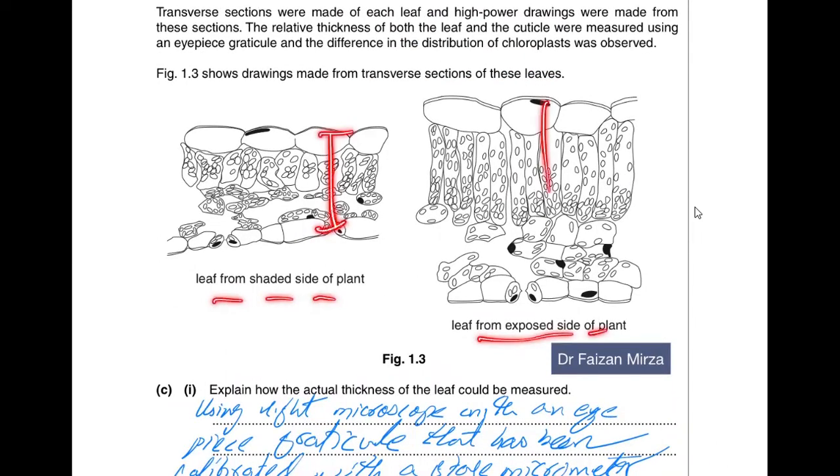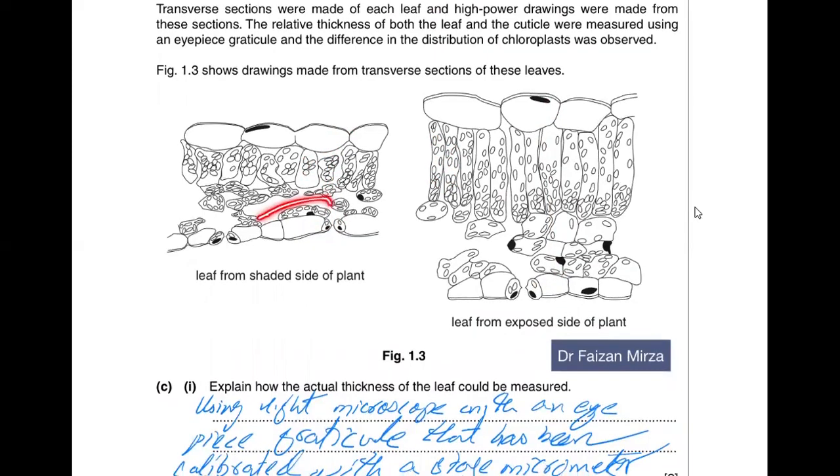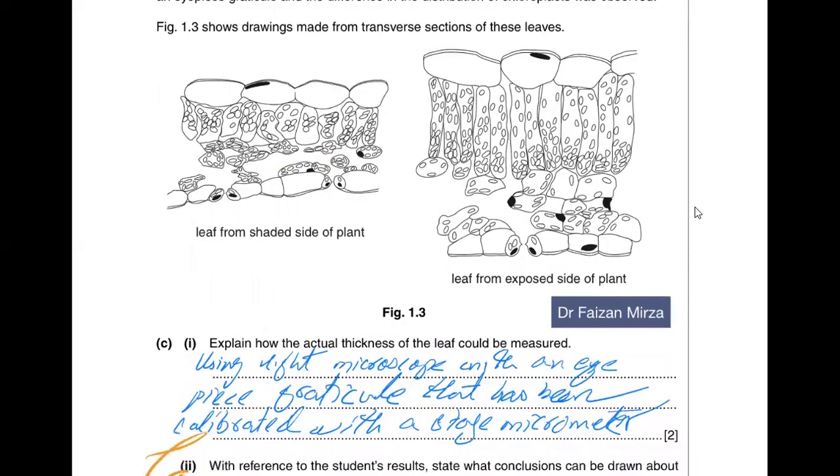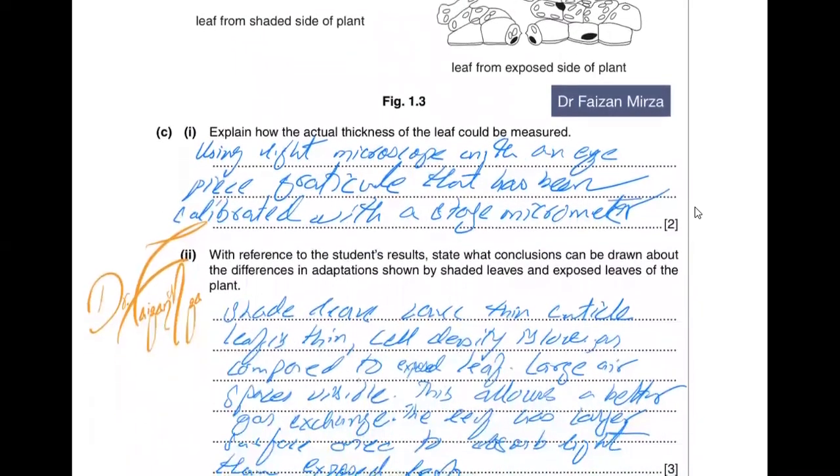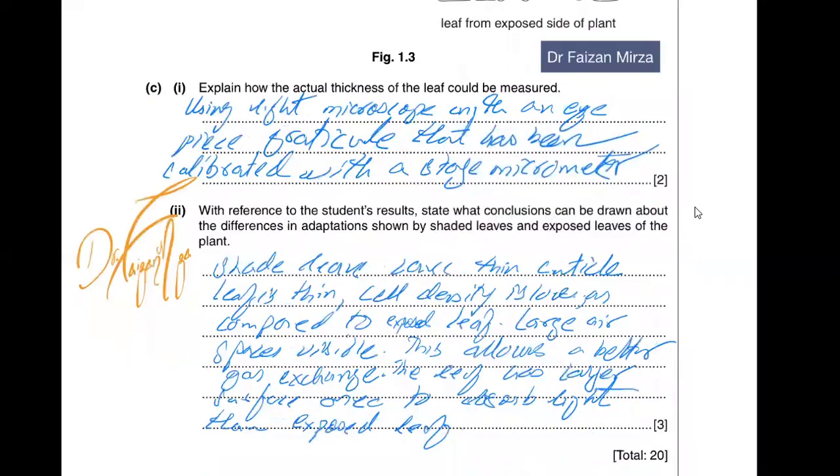You can see the width is very different. You can see the chloroplast distribution is very different. You can see the packing of the cells is very different. You can see the amount of air space is different as well. The thickness of the cuticle is different. So a lot of differences can be seen. Explain how the true thickness of the leaf could be measured. Again, simply using the light microscope with an eyepiece graticule that had already been calibrated using a stage micrometer.